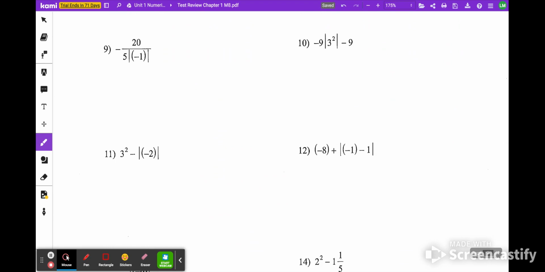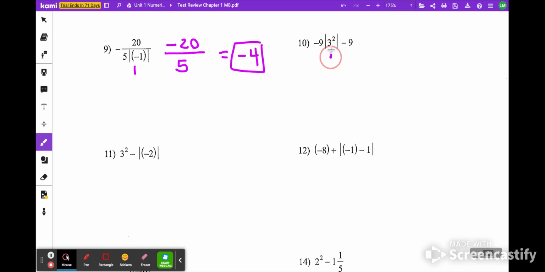Continuing on for number 9, now we've got some absolute values. Remember, absolute value can also be solved using those order of operations. Negative 20 doesn't have anything with it on the top, so I'm going to put that negative with the 20, and then 5 times the absolute value of negative 1 just means 5 times 1, which is 5. Negative 20 divided by 5 is negative 4.